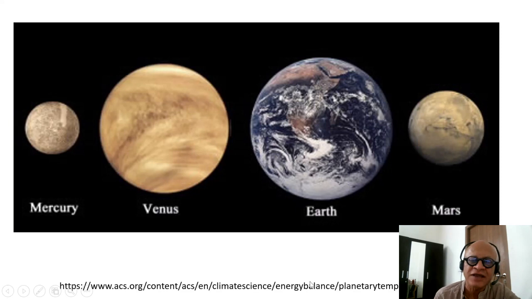If we go back to the solar system, we have Mercury, Venus, Earth, the third rock from the Sun, and Mars, and we all know that Venus has a very hot 460 degrees centigrade at the surface. We have a balmy 15 degrees centigrade as the global mean temperature, and Mars has minus 50 degrees centigrade.